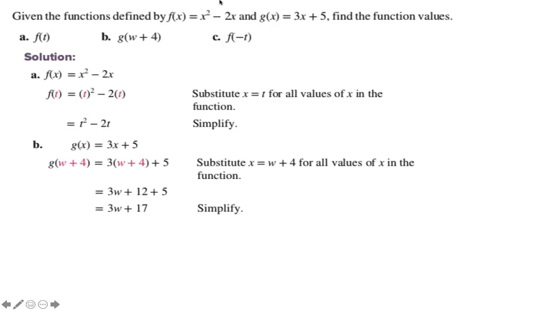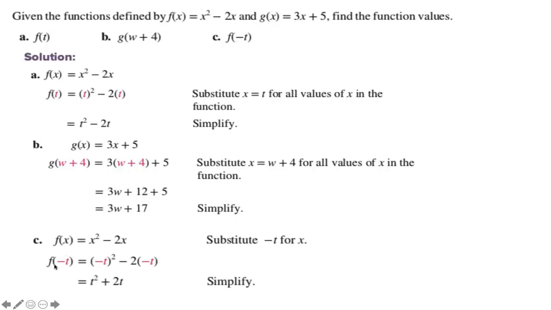Okay, how about g? If g of x is 3x plus 5, what is g of w plus 4? So again, this w plus 4 is just the input. You take this whole input and substitute it wherever you see the x. So 3 times x means 3 times (w plus 4), plus 5. Evaluate the parentheses by multiplying: 3 times w, 3 times 4 is 12, plus 5, so 3w plus 17. So g of w plus 4 is 3w plus 17.